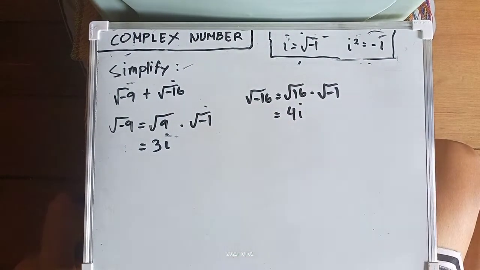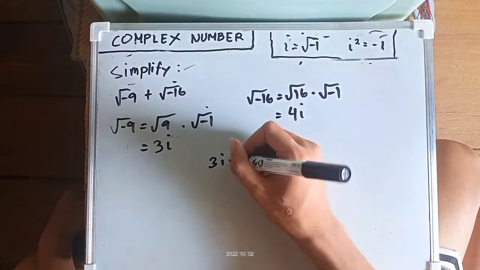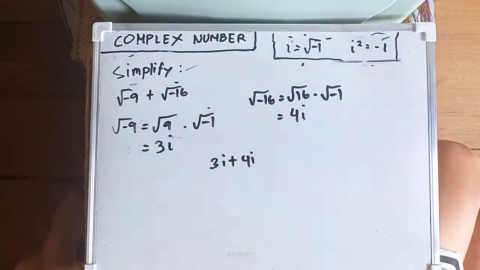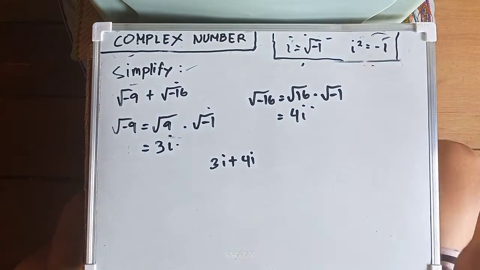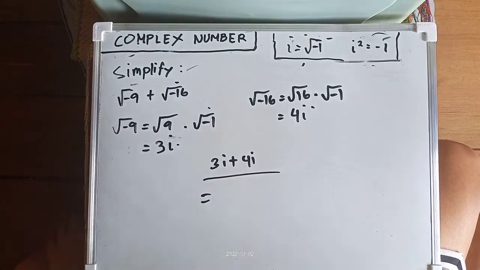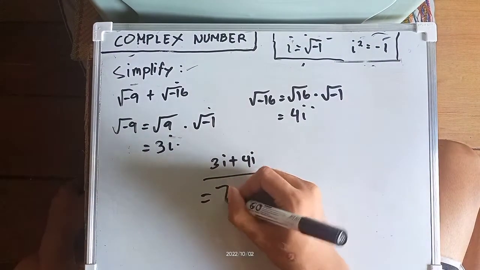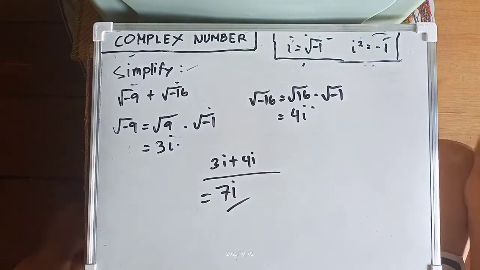Next, let's just add them. So 3i plus 4i. This 3i is here and this 4i is here. So 3i plus 4i is simply 7i. So we now have our final answer, 7i.